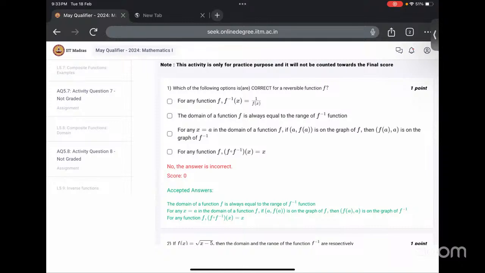What is happening, madam? Quiz one revision session. One revision session is Wednesday, that means tomorrow, and another will be on Friday. So Wednesday is week 1 and 2, and Friday is week 3 and 4. Anything else? Any other doubt?